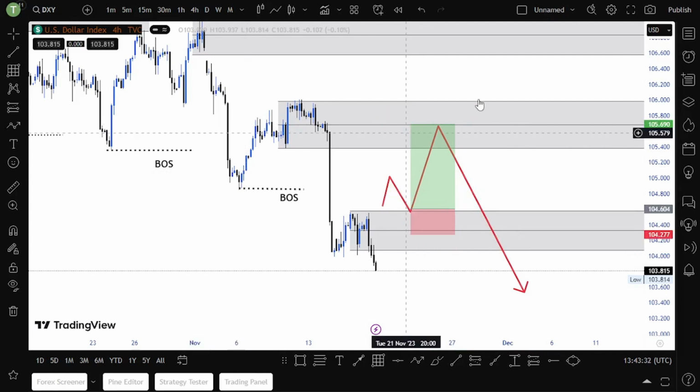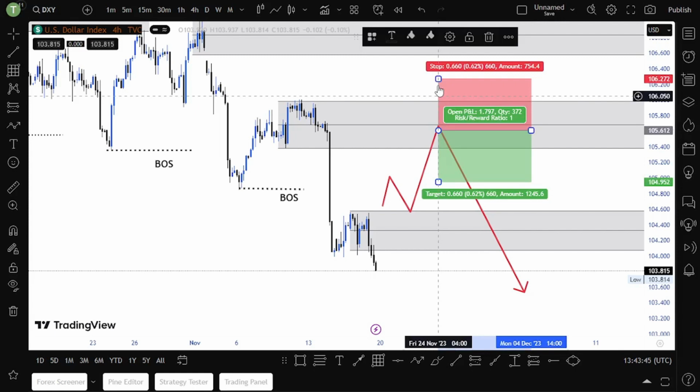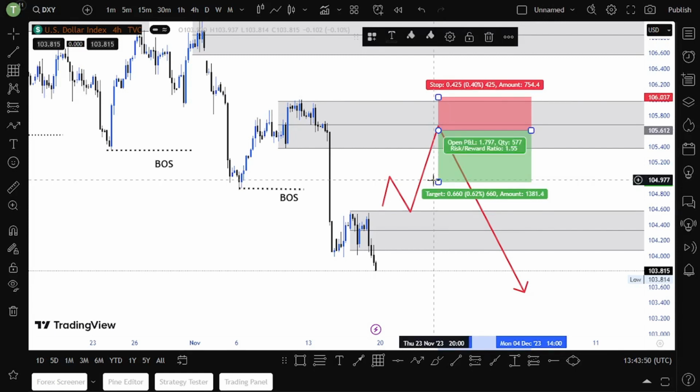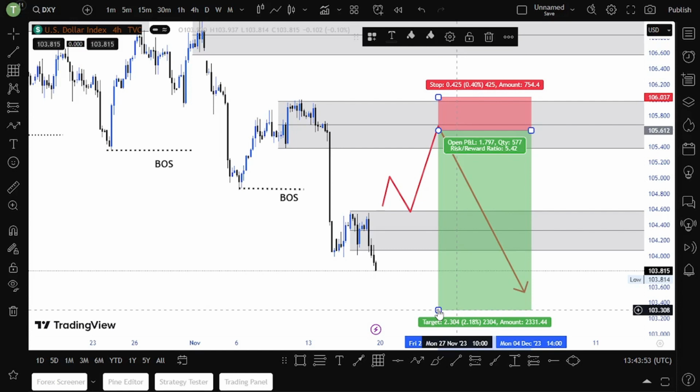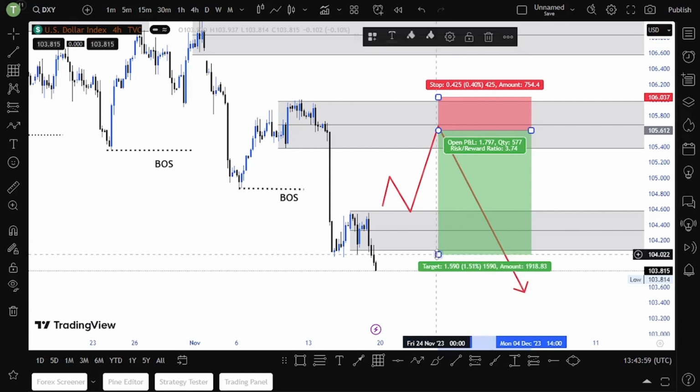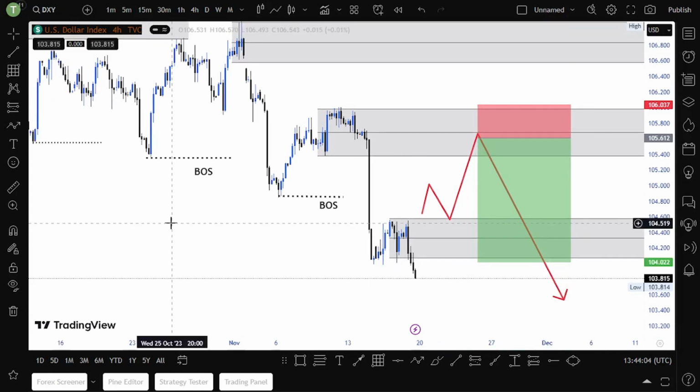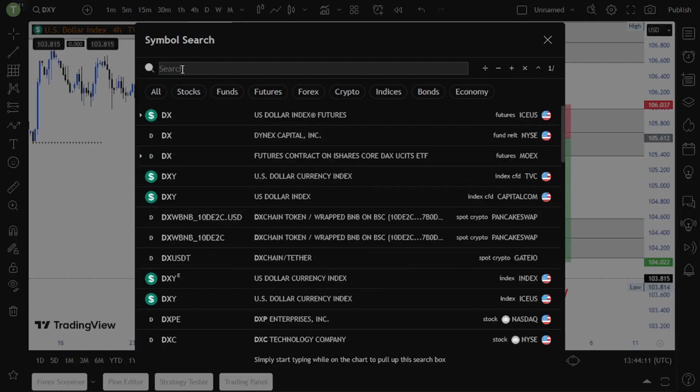Another scenario is to wait until price comes to this supply zone, and that is when you can sell aggressively, targeting this low here, for a 1:4 or 1:5 risk reward ratio. That is my view on DXY, guys. DXY is bearish on the higher time frames. So now let's move on to EURUSD.